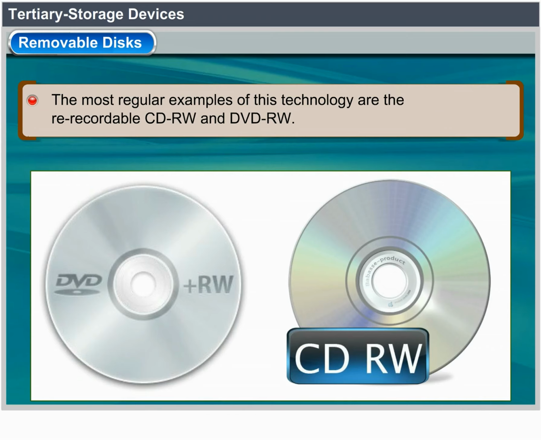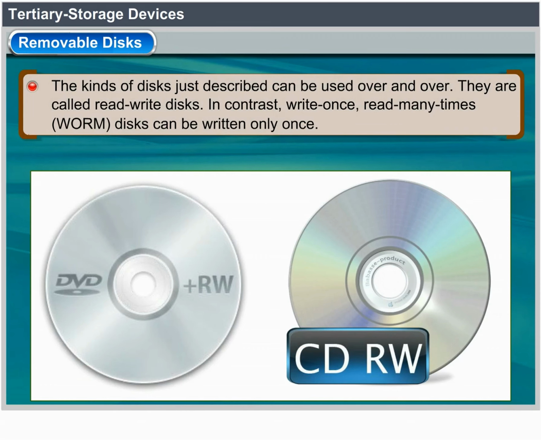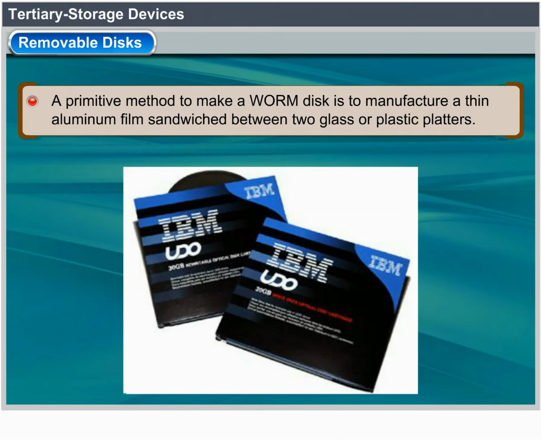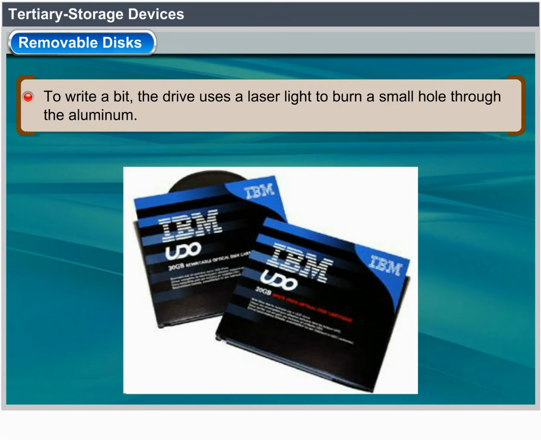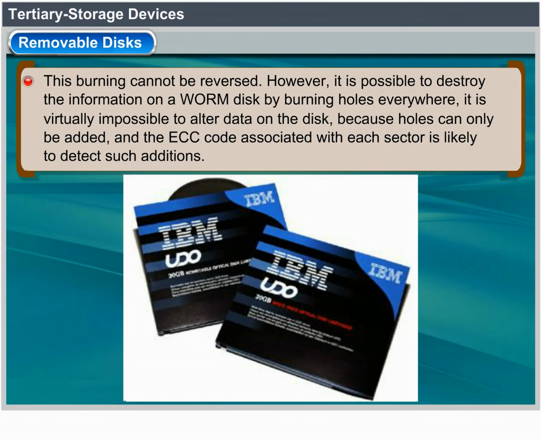In contrast, write once, read many times (WORM) disks can be written only once. An old way to make a WORM disk is to manufacture a thin aluminum film sandwiched between 2 glass or plastic platters. To write a bit, the drive uses laser light to burn a small hole through the aluminum. This burning cannot be reversed. Although it is possible to destroy the information on a WORM disk by burning holes everywhere, it is virtually impossible to alter data on the disk because holes can only be added, and the ECC code associated with each sector is likely to detect such additions.